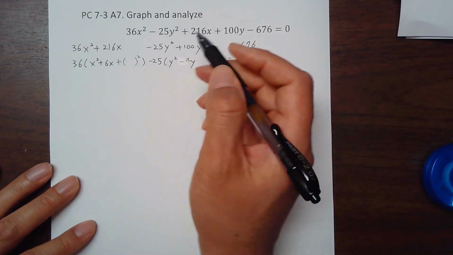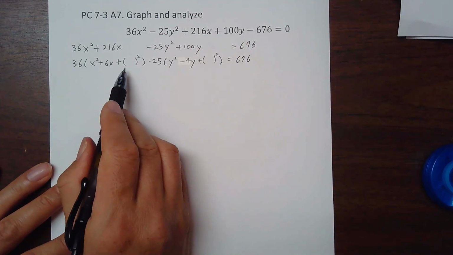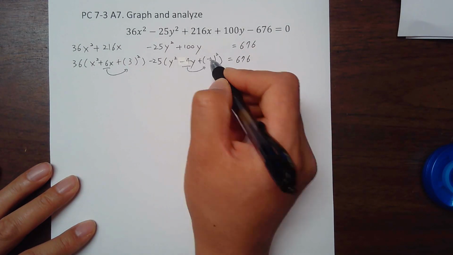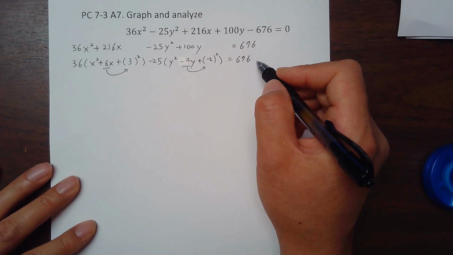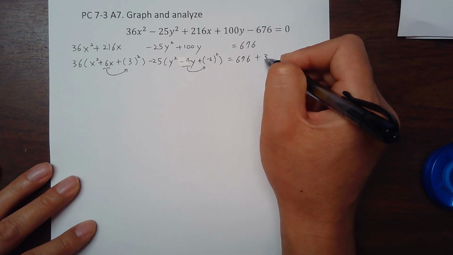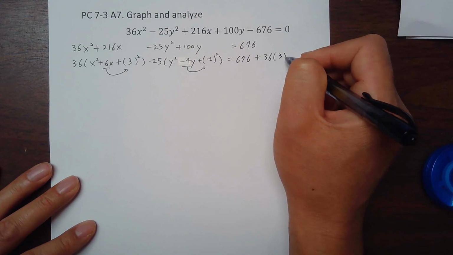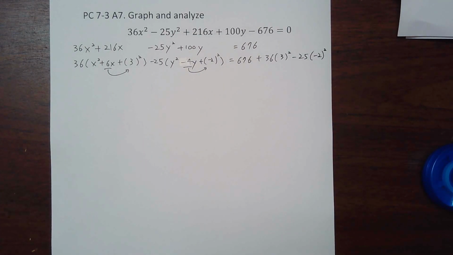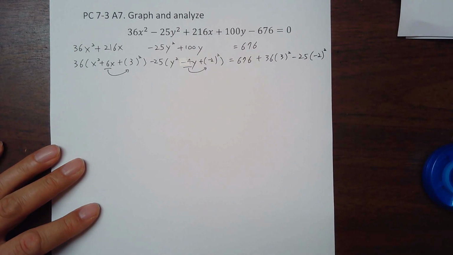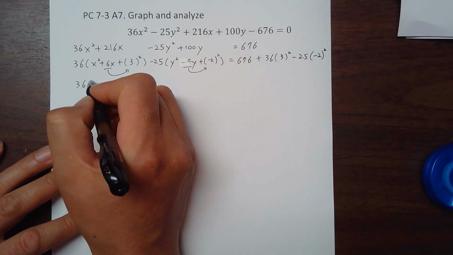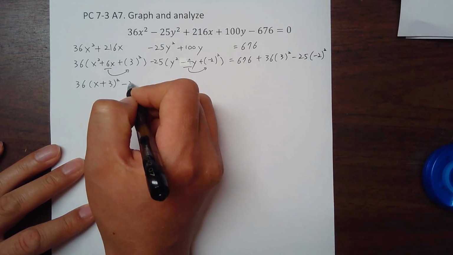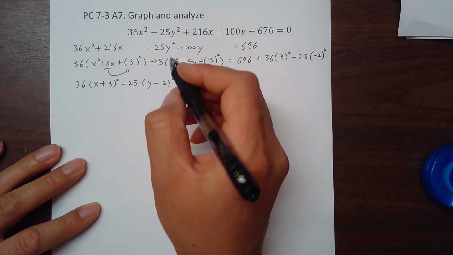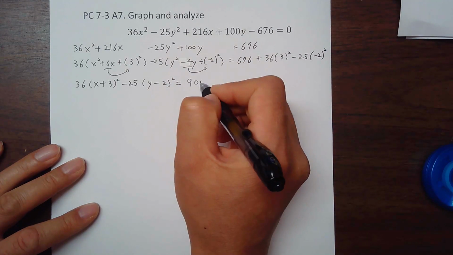Now you have to add parenthesis square, and that should be half of this coefficient, which is 3, half of this coefficient, which is minus 2. You have to do exactly the same thing on the right hand side as well. So you're going to be adding 36 parenthesis 3 square minus 25 parenthesis minus 2 square. Now it's ready to do completing square. So 36 x plus 3 square minus 25 y minus 2 square equal to, calculate all this value, it becomes 900.